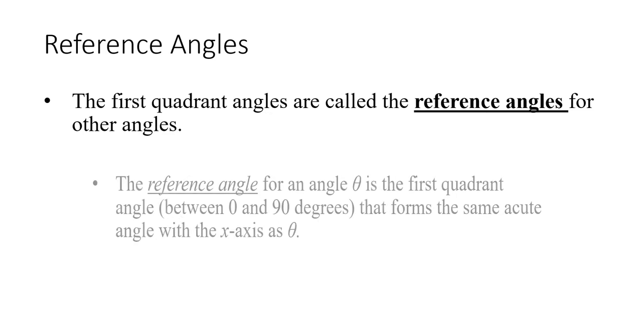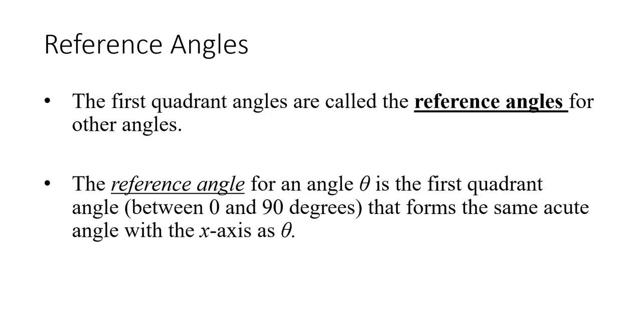All right, the other thing we should look at in this section is something we call reference angles. So the first quadrant angles are called the reference angles for the other angles, and I actually used that word, I think, in the last lecture video without defining it first. So the reference angle is somewhere between 0 and 90 degrees. It takes an angle that's bigger than 90, or perhaps is negative, and turns it back into an angle that's comfortable for us.